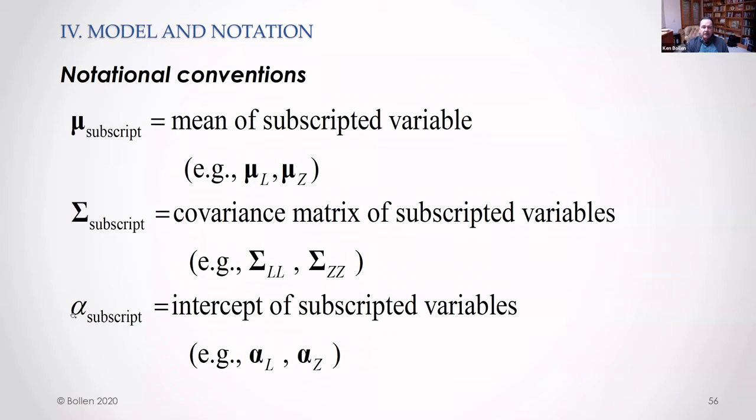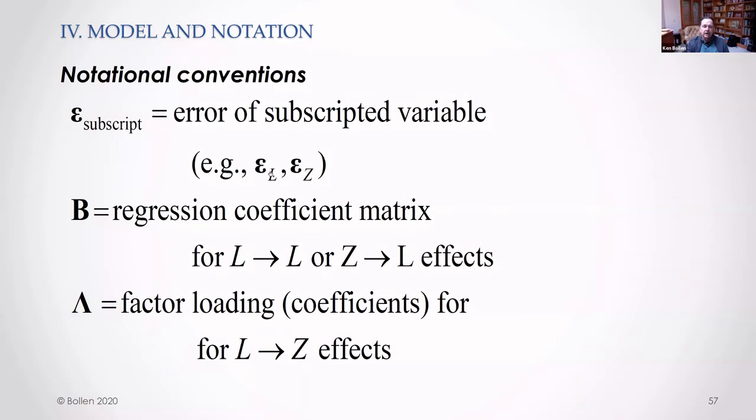And then alpha is always going to be intercepts. And if you want to know the intercepts of what, look to the subscript. This is the intercepts of the latent variables. This is the intercepts of the observed variables. Epsilon is always going to be an error term, and we've already seen this. Look to the subscripts. Epsilon sub L, this is the error of latent variables. Epsilon sub Z, this is the error of observed variables.